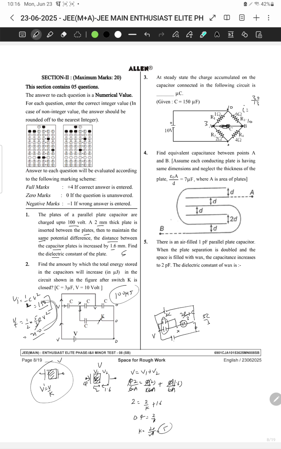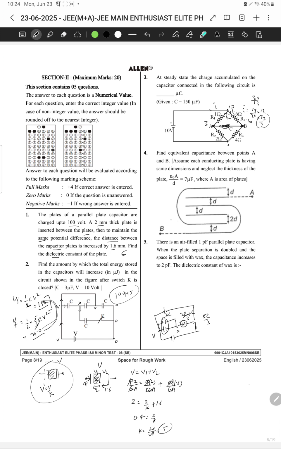So current is basically 10 by 30 into 30, right? So it is 13 by 3. Okay, now we can distribute the charge flow. The current will distribute, right? Because the resistors are connected, right? So let's say it is I1 here, I2 here.